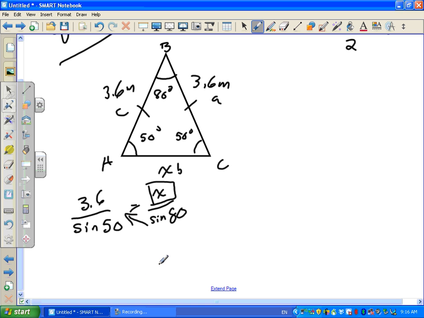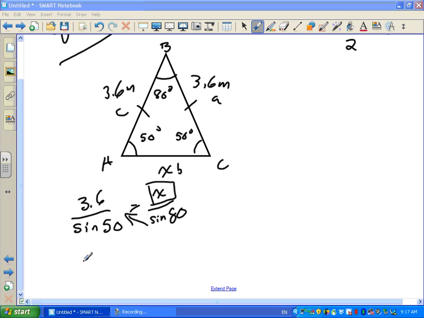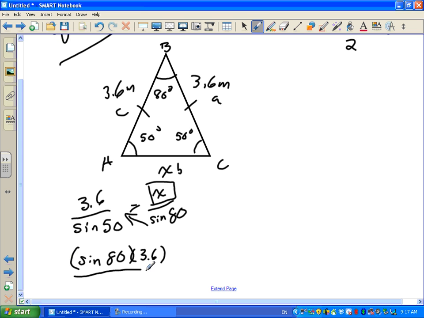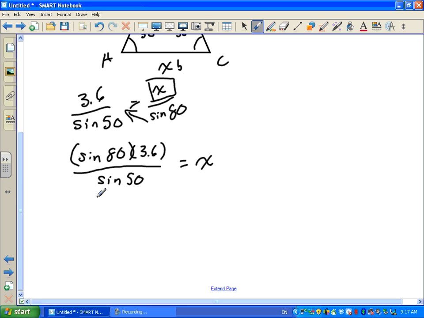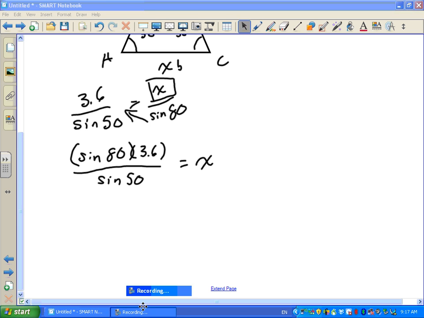I only have one variable to look for. Cross multiply. So I'm going to bring over the sine 80 on this side, so it becomes sine 80 degrees times 3.6 divided by sine 50 degrees is equal to x, one of the sides of the triangle. So I'm just going to bring up the calculator here.